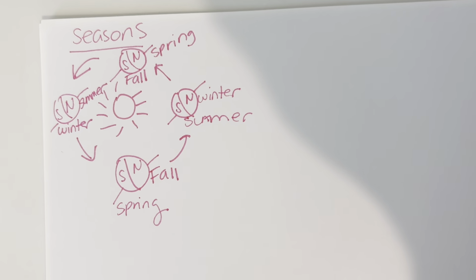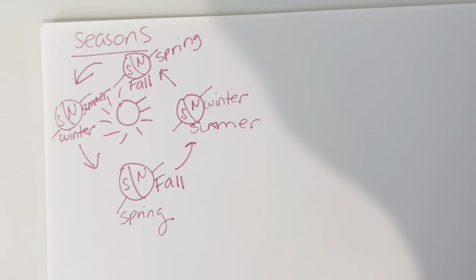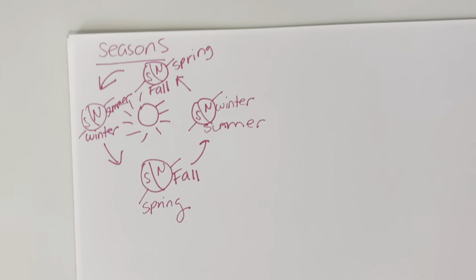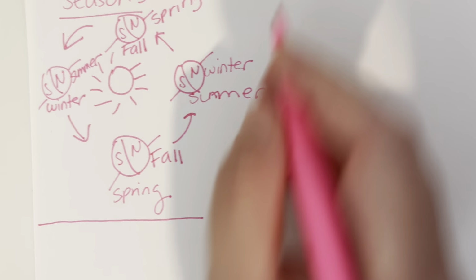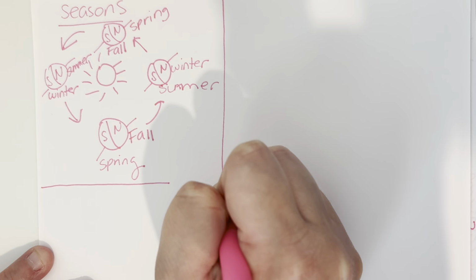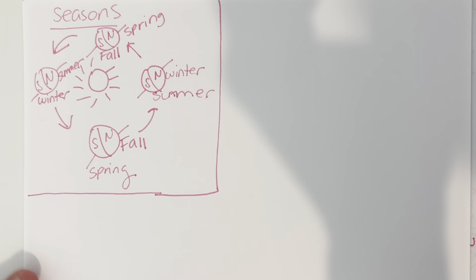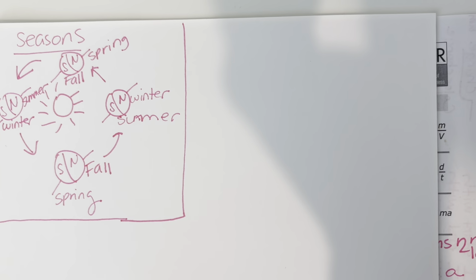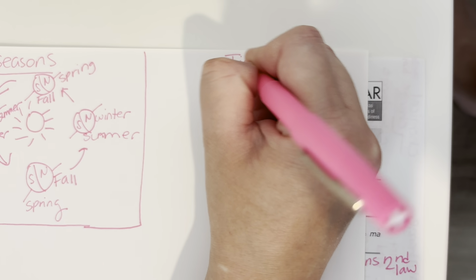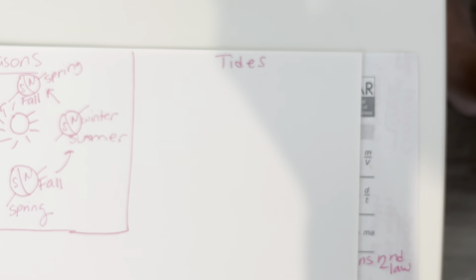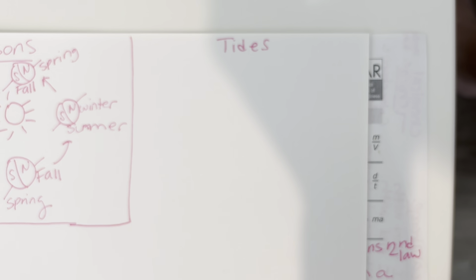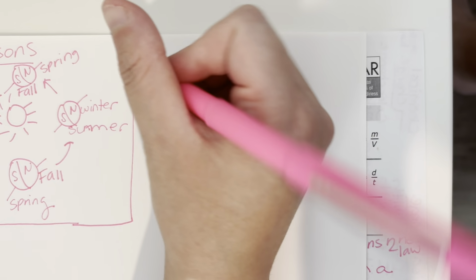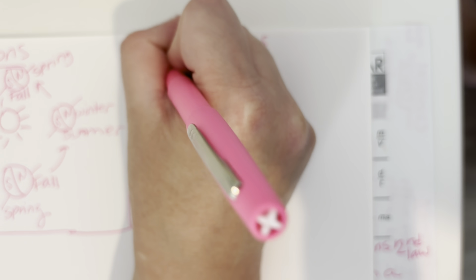So now we are going to do tides, because tides and seasons are in the same unit. So form a box around that. Okay, so now let's do tides. So there are 2 types of tides. We have spring tides and we have neap tides. So I'm going to start with spring tide first.